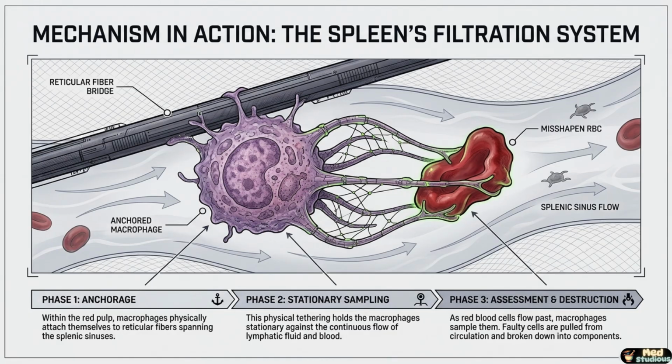Phase 3 is assessment and destruction. As millions of red blood cells rapidly flow past, the anchored macrophages sample them. If they detect an old, faulty, or misshapen red blood cell, they grab it, pull it from circulation, and completely break it down. Without the reticular fibers to hold onto, the macrophages would just wash away.